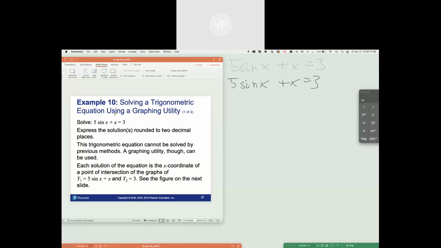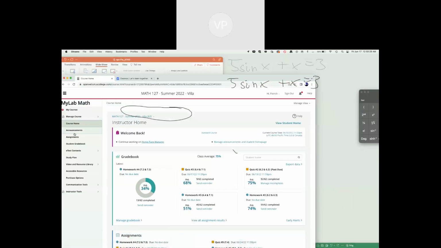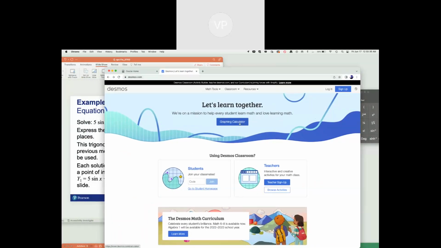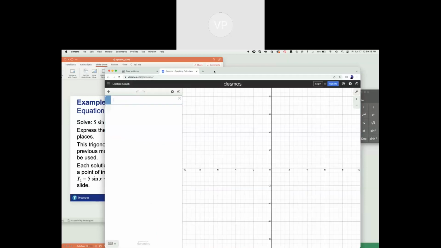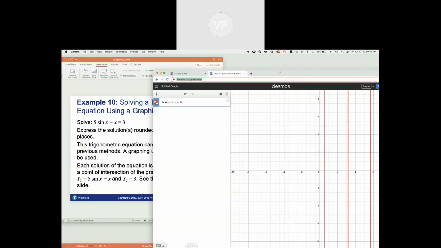So I tried not to give too many of these, but when you get these ones that say a graphing utility, I definitely don't put them on the quiz. If you do come across one on the homework, don't make a big deal of it, as in, don't stress about it too much. If it comes up, and you don't have a graphing calculator, go to Desmos. You can always do this one, the one I like to use. And the process is literally just type this in. 5 sine x plus x equals 3.